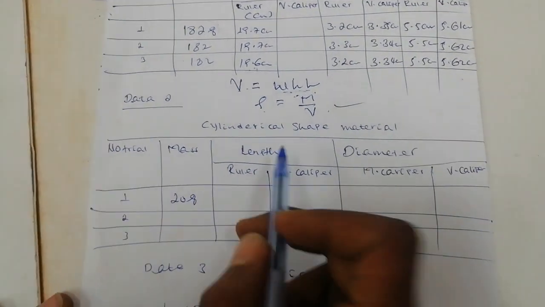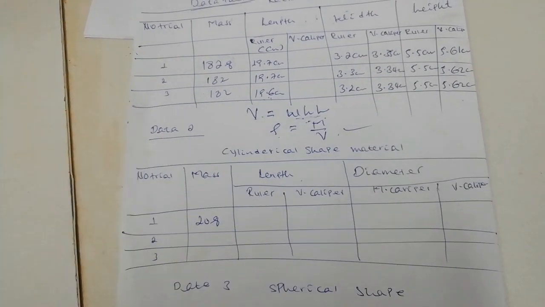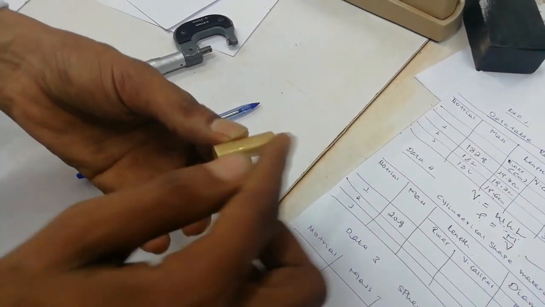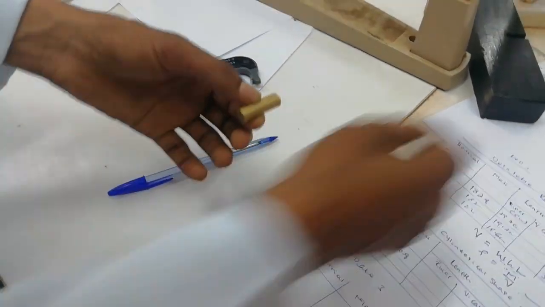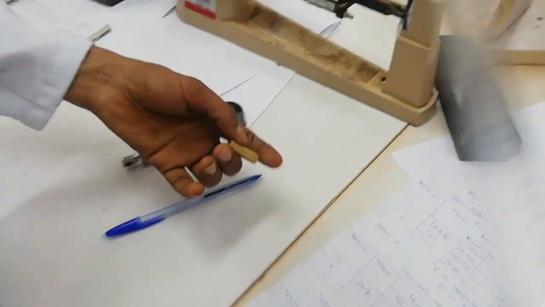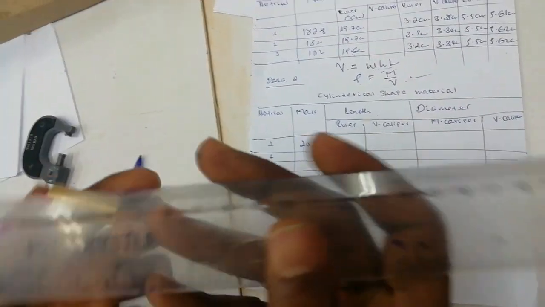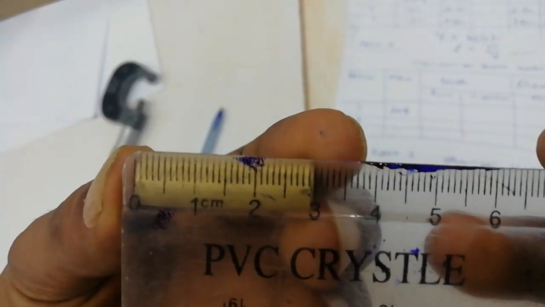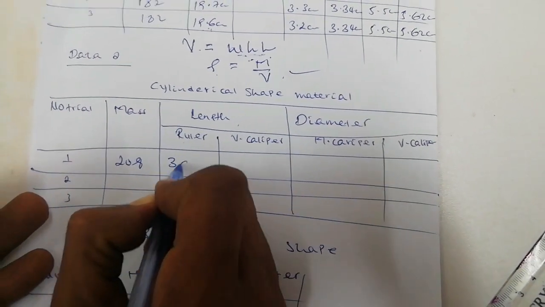So the second one is length by ruler and vernier caliper. Length means, for this rectangle, for cylindrical shape, from this to this is length, this is width. So to measure this length, first you use the meter stick. It is actually 3 centimeter.